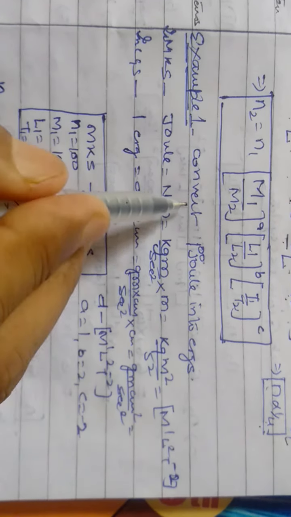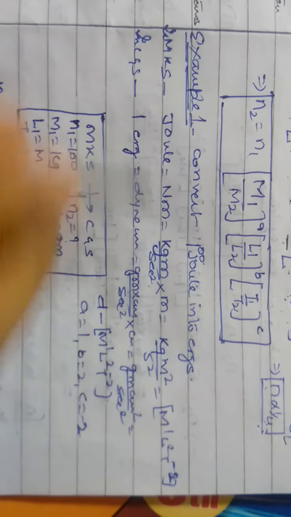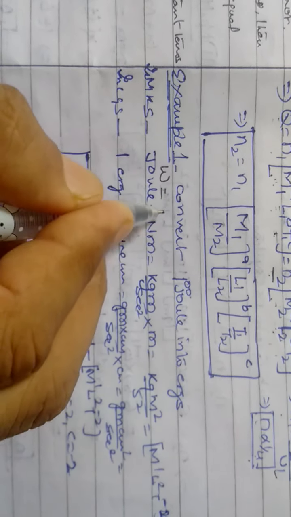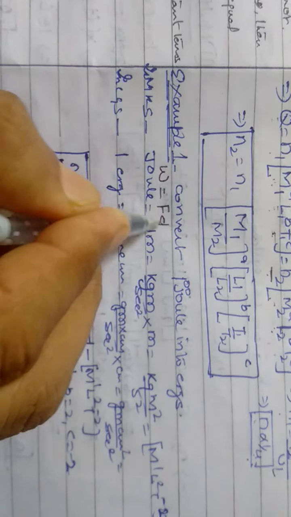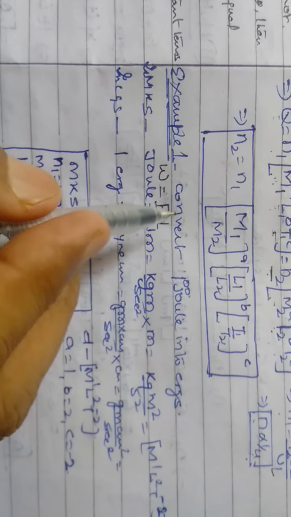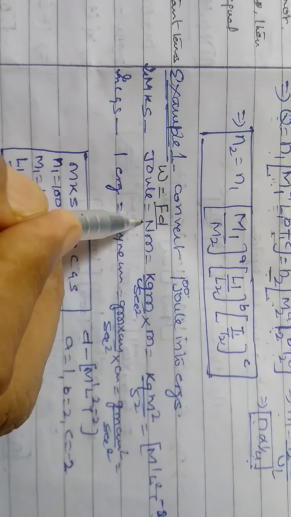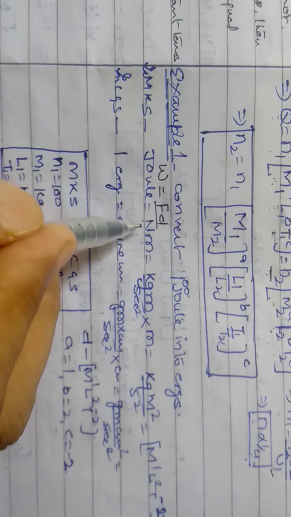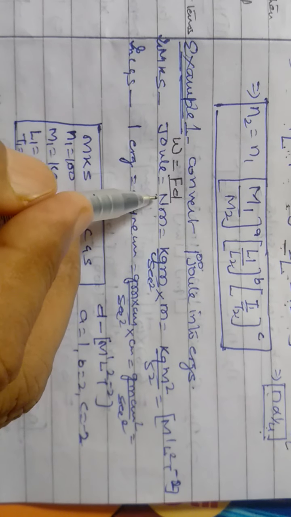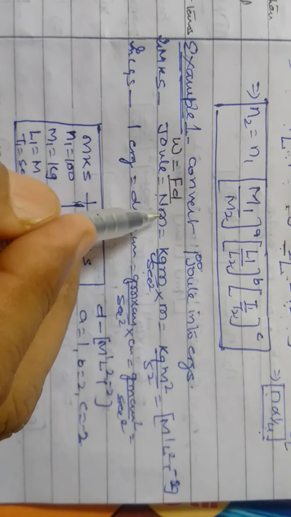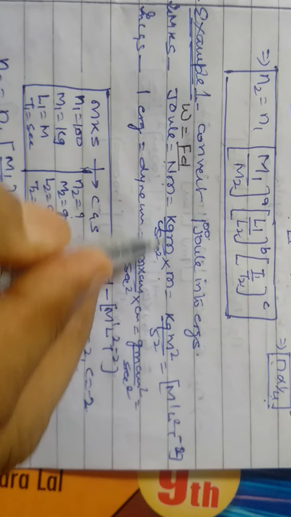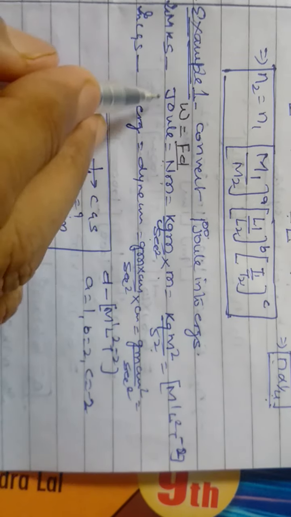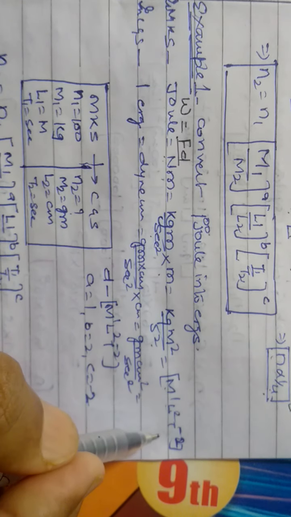Example number 1: convert 1 joule into ergs. Now, what is joule? Joule is the unit of work, and work is the product of force and displacement. The unit of force is Newton, and the unit of distance is meter. So joule is equal to Newton into meter, and Newton is kilogram meter per second square, into meter. So we can write kilogram meter square upon second square. So the dimension of joule becomes M1 L2 T minus 2.